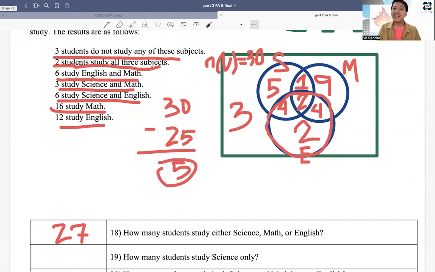Next, how many students study science only? This one, the missing one a while ago. The science only, that's 5. Okay, that is 5.